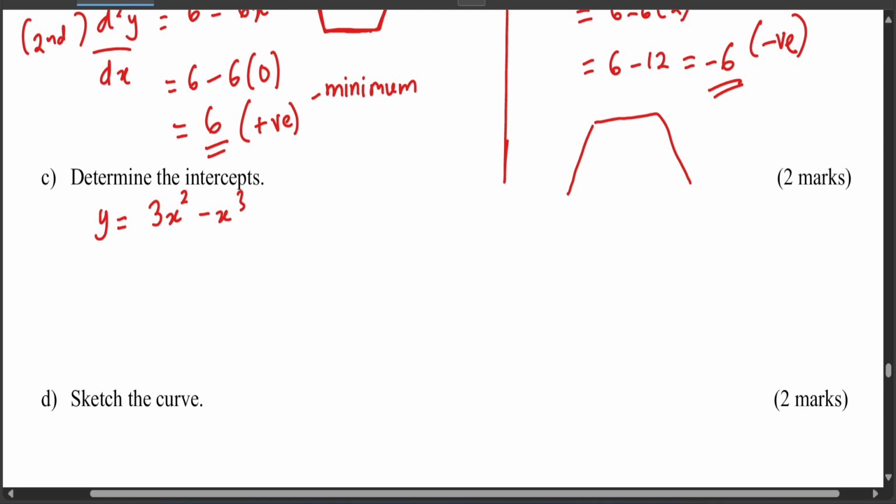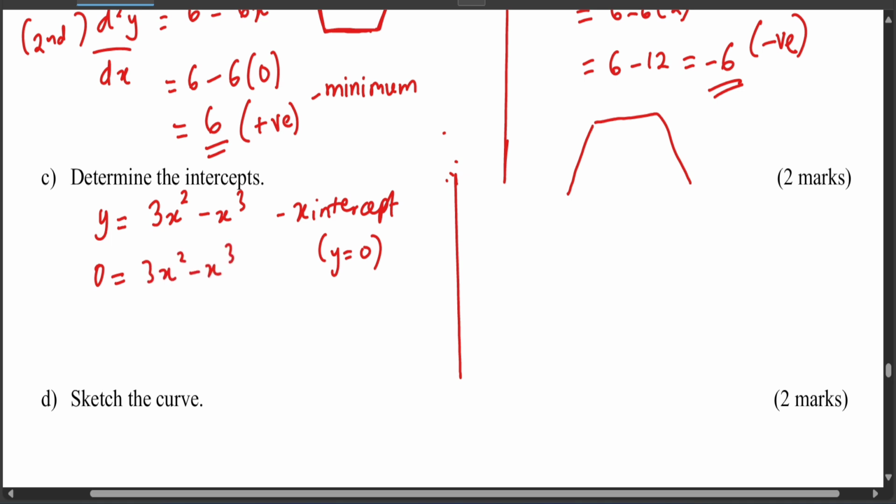So for you to determine the intercepts, basically it's also easy. We have the x-intercept and the y-intercept. So let's search for the x-intercept. For now, let's start searching for the x-intercept. So the x-intercept is when y equal to 0. So where is the value of y? Your value of y is here. So y equal to 3x squared minus x cubed.